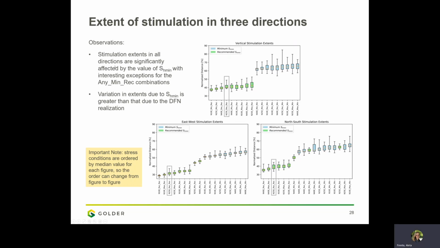And then just what we can say by looking at this, I think it's a lot of information, and I would refer you to the paper if you want to spend more time understanding these patterns. But the stimulation extents in all directions are significantly affected by the value of SH min, with a couple of exceptions. And the variation in extents due to the SH min is greater than that due to the DFN realization. And those patterns were true in all the directions.